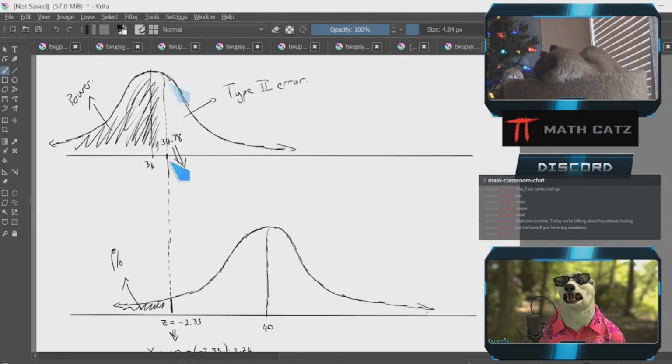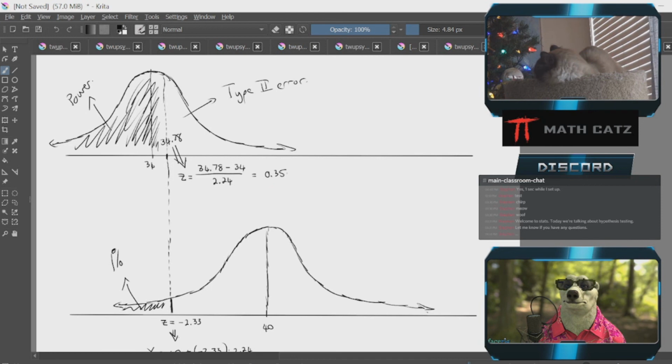Regardless, we need this line that separates the two. That's going to be the z-score for this raw score of 34.78 in this new distribution, the shifted distribution, so to speak. Same standard error and everything. Calculate that, and we get 0.35.